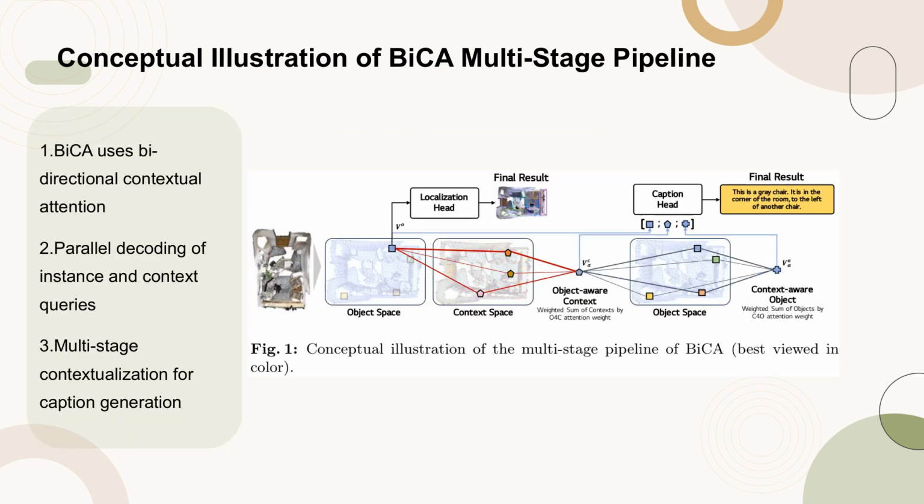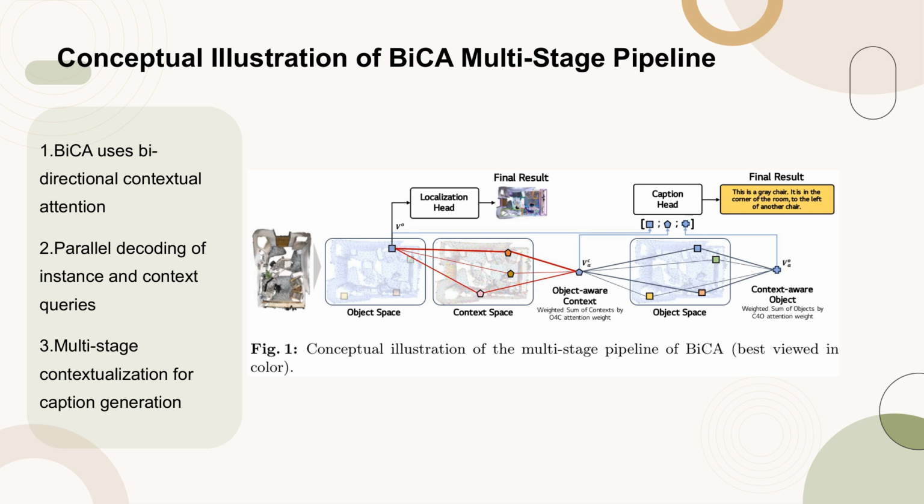Figure 1 provides a conceptual illustration of the multi-stage pipeline of BICA, a novel approach for 3D dense captioning. The pipeline leverages bidirectional contextual attention to enhance the generation of descriptive sentences for objects within a 3D scene. It operates by parallelly decoding instance queries, which focus on individual object features, and context queries, which capture non-object contexts and positional relationships. This dual approach allows BICA to effectively summarize relevant context features for each object and aggregate object features relevant to the summarized contexts.